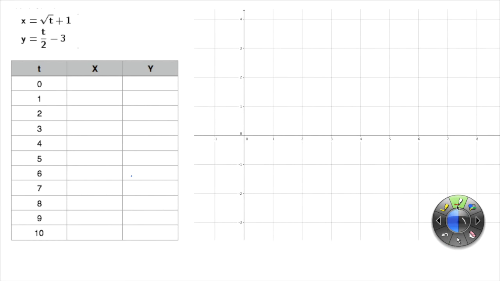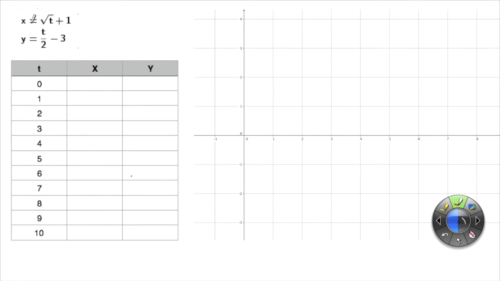So let's look at a parametric equation that I've already set up. Here I have the x-coordinate is going to be the square root of t plus 1, and the y-coordinate is going to be t over 2 minus 3. And I have t starting out as 0, which kind of makes sense. At 0 time it shouldn't have gone anywhere. And then as time increases, I want to see the behavior of this graph.